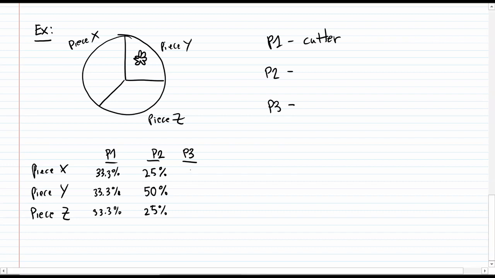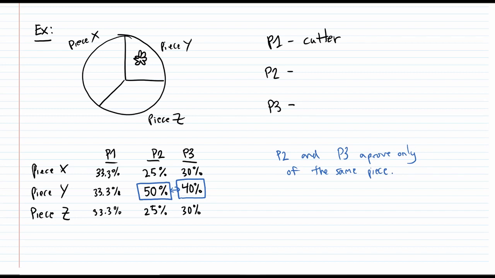What about player 3? Well, player 3, turns out that player 3 also likes flowers. Okay, maybe not as much as player 2, but you can see that player 3 likes the flower piece more than the other pieces. In this case, only 40%. Okay, so player 2 will approve of piece Y. Player 3 will also approve of piece Y. And now we're in that scenario, right? Neither of them want either piece X or piece Z, so they approve of the same piece. Uh-oh. Okay, so how do we resolve this?